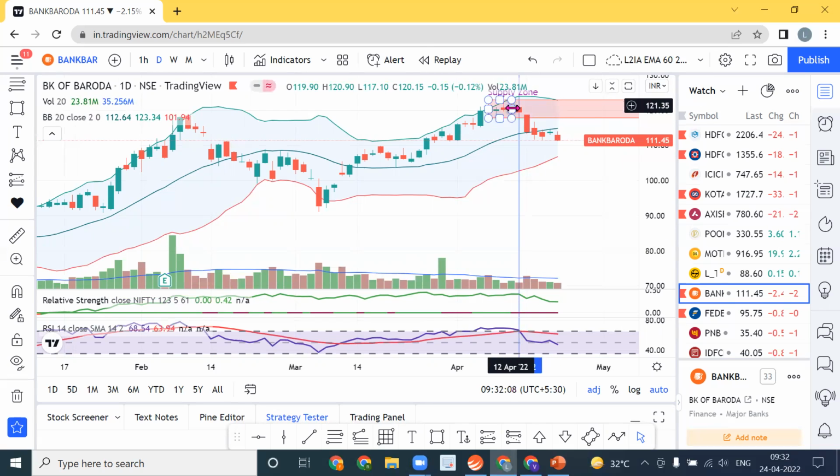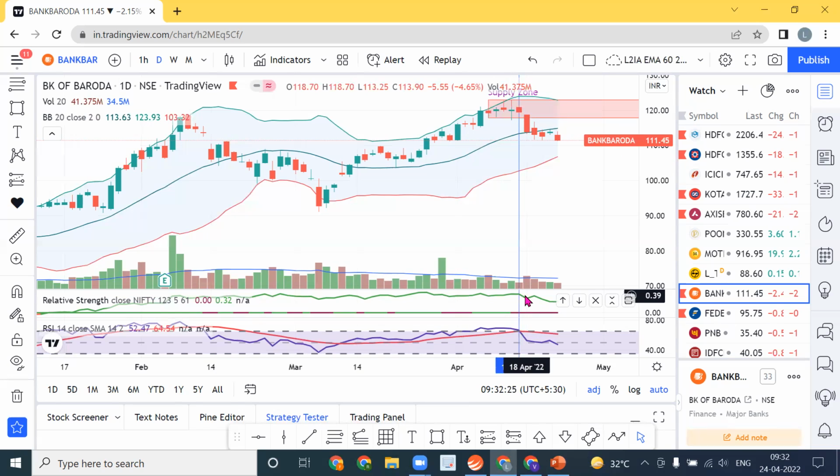One, I have seen that my supply zone is there. Second, my RSI is telling me. Third, the Bollinger Band is also telling me that it is coming down. And fourth, the relative strength is telling me that I have started moving in the downward direction.